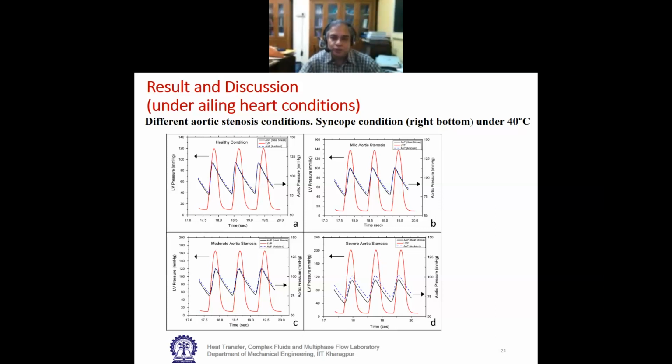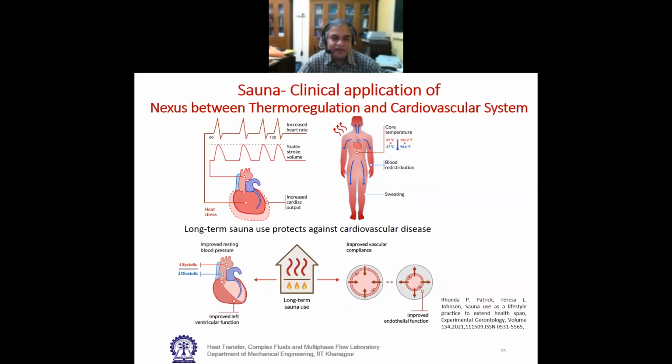Finally, I would like to end with this slide, this information. This is very interesting and very recent. We are familiar with the sauna bath, which is very common in Finland. In Japan also some kind of sauna bath is there, and in other advanced countries. Sauna bath is a bath by steam or hot air, or exposure of the human body to that for a prolonged period of time and then cooling the body.